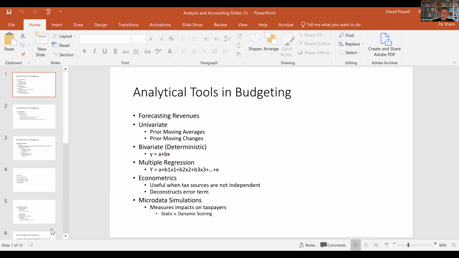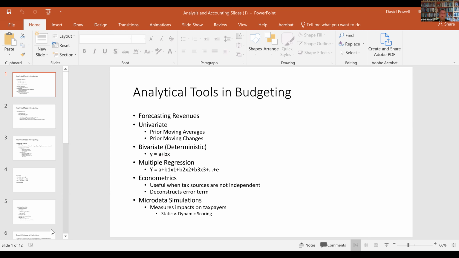And prior moving changes, you'll look at the percentage change from 1 year to the next, take the average percentage change, and then use that to make your revenue forecast for next fiscal year. So you average out your percent changes for your previous 3 years, and then use that average to calculate your forecasted revenue for the next fiscal year. Same type of thing as with prior moving averages. It kind of under forecasts and is too conservative of a forecast oftentimes for your next fiscal year.